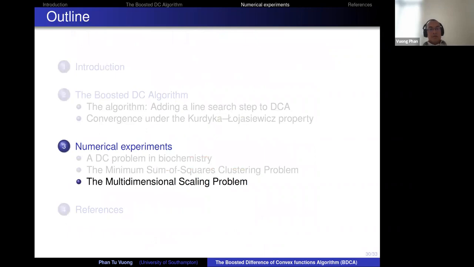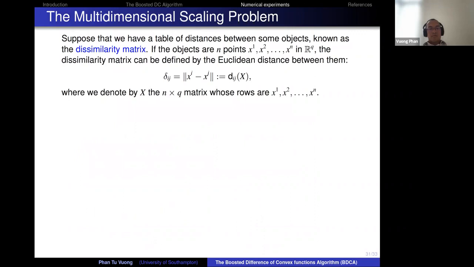The first application is the multidimensional scaling problem, which I like the most. So suppose that we have a matrix, a table of distances between some objects. Now the dissimilarity matrix can be represented by the distance between those points.